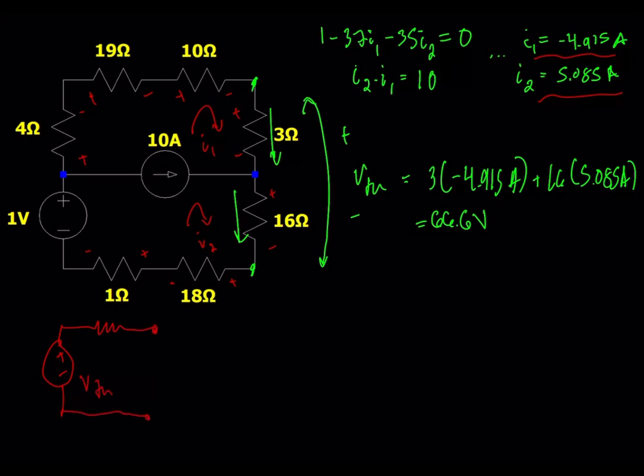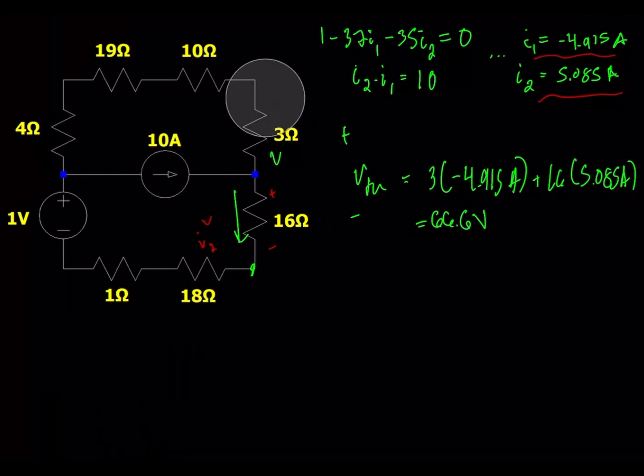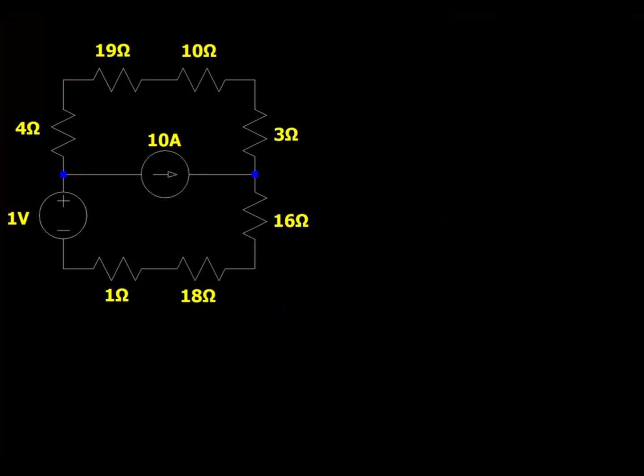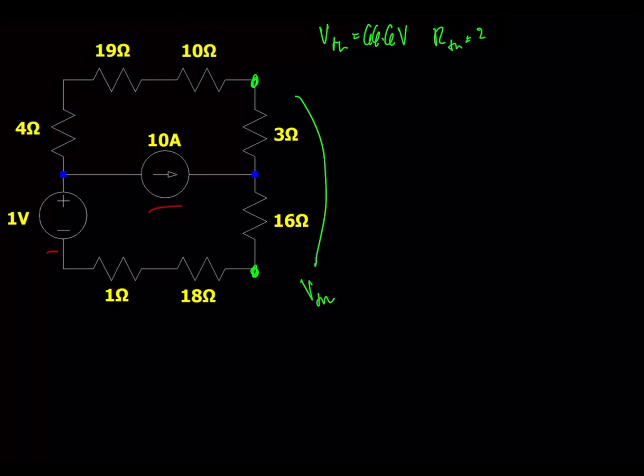So we found V Thevenin, but now we need to find the Thevenin resistance. For the Thevenin resistance, it involves deactivating the independent sources, in this case the independent voltage source and the independent current source, and then determining the equivalent resistance as seen from these terminals. So we've already determined the Thevenin voltage. Put that up here as 66.6 volts. But we need to find the equivalent resistance, which is R Thevenin, as seen from these terminals.